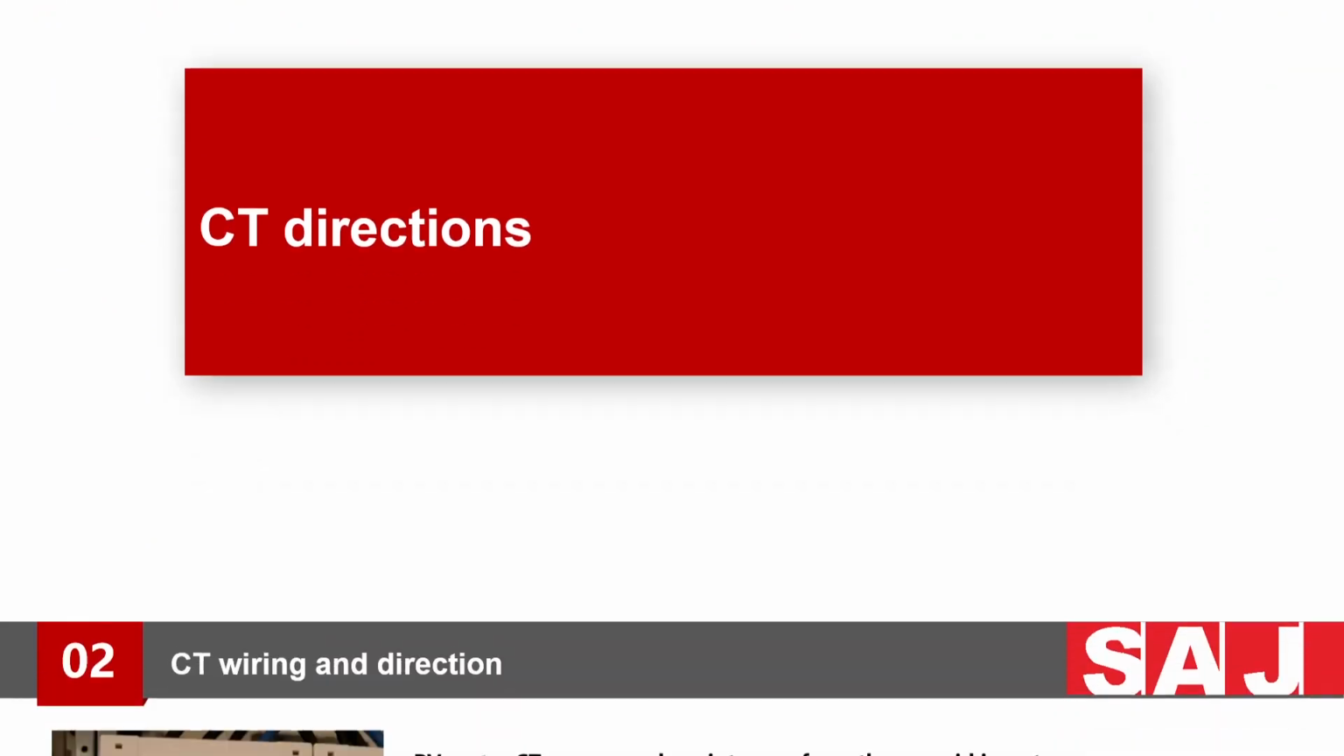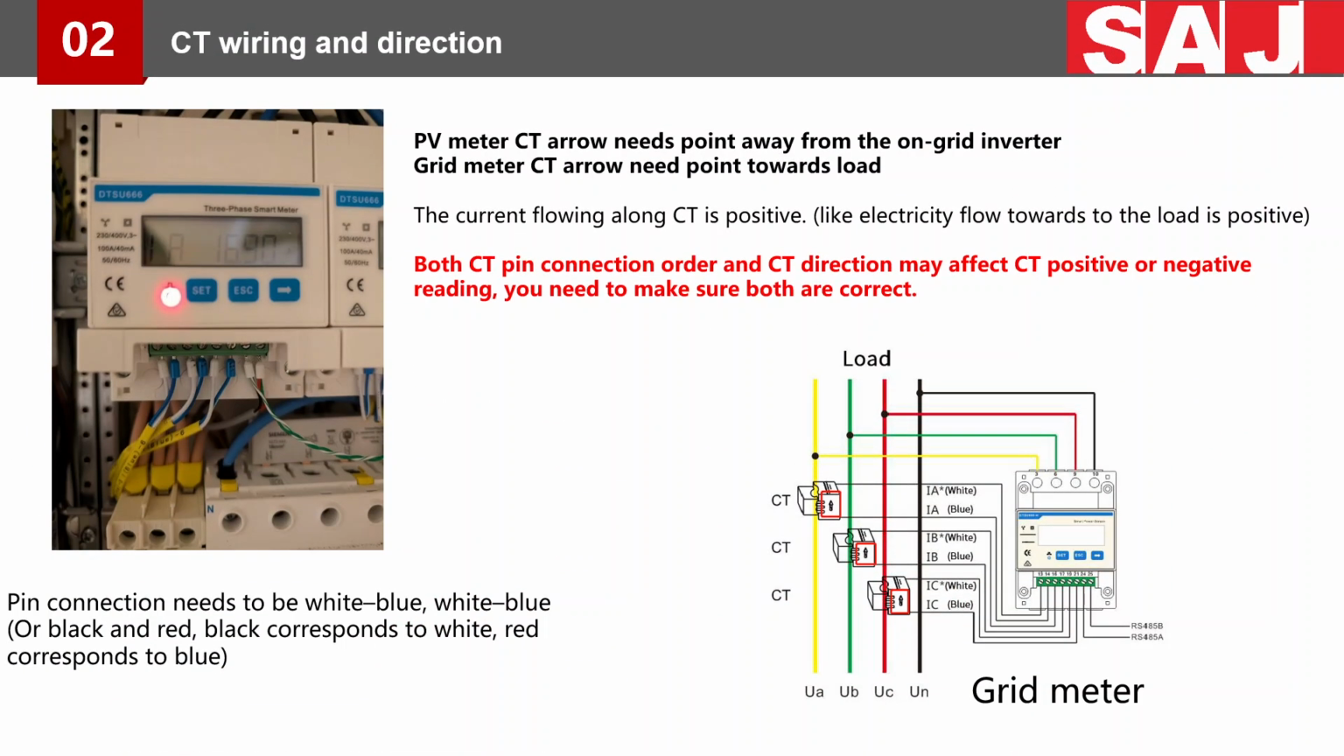And CT directions. First, the PV meter CT arrow needs to point away from the on-grid inverter. The grid meter CT arrow needs to point towards the load. Basically, you just remember the current flow along the CT arrows. For example, here for the grid meter, the current and power is flowing from the grid to the load, so the arrow points towards the load.